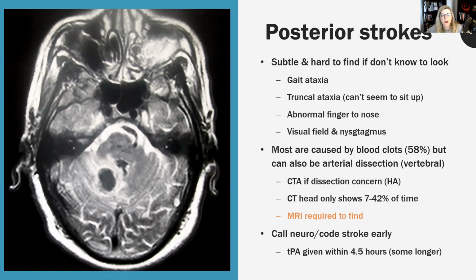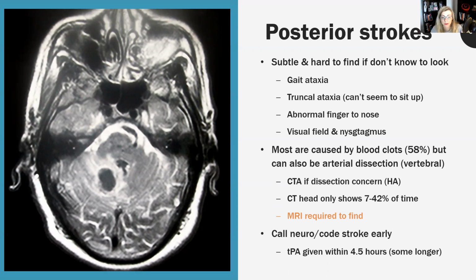Now, I want you to notice that posterior stroke in CT heads only shows up about 7% of the time. That is pretty terrible. So a CT head is utterly useless when we're looking for a posterior stroke. We're going to come back to this topic and talk about it a little bit more, but it's really important that you know a head CT is not going to show posterior stroke. As a matter of fact, most posterior strokes require an MRI to find, as you can see in this picture accompanying this slide.